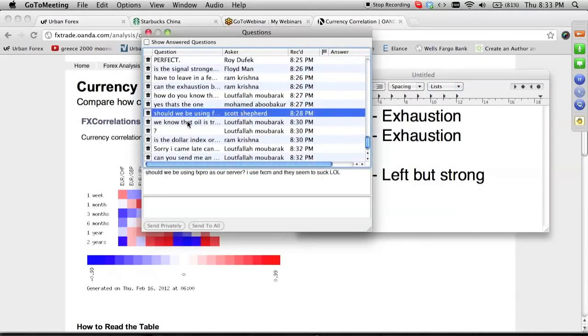Okay, Scott, should we be using FX Pro as our server? I use FXCM and they seem to suck.